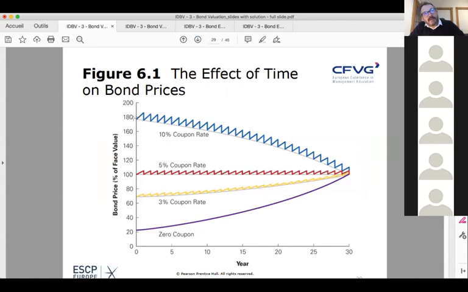So we can see this bond we just discussed, right? 179. So it goes up to 185, and then it goes down to 175. So it's like a tooth pattern. Within the year, we have an increase in the value of the bond, which is linked to what we call the accrued coupon.